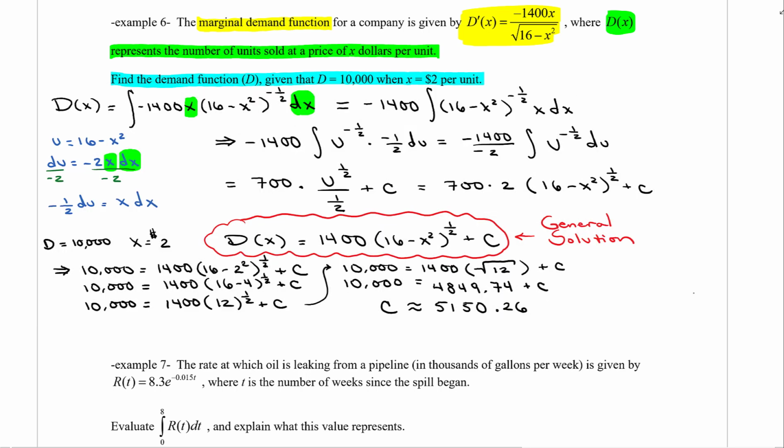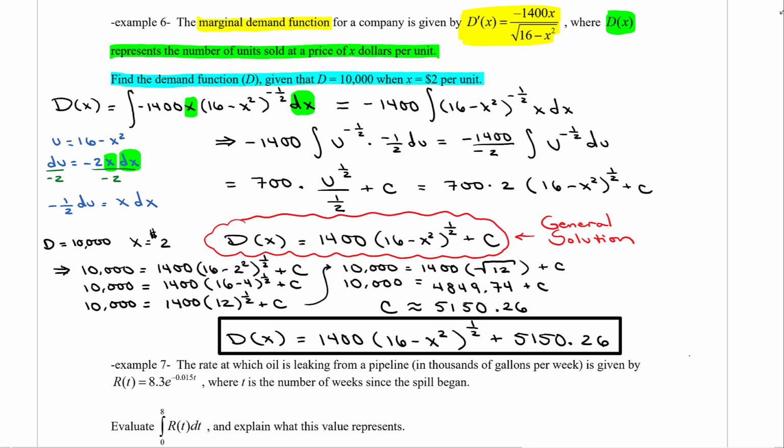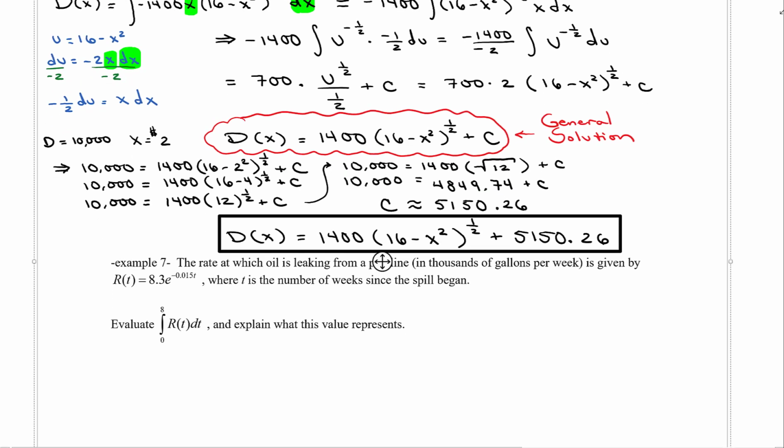So d of x is going to be equal to 1,400 times, open up a set of parentheses, 16 minus x squared, close the parentheses, raised to the 1/2 power plus 5,150.26. This is my particular solution. I'm going to box that in. So that d of x represents our demand function, given that d is equal to 10,000 when x is equal to $2.